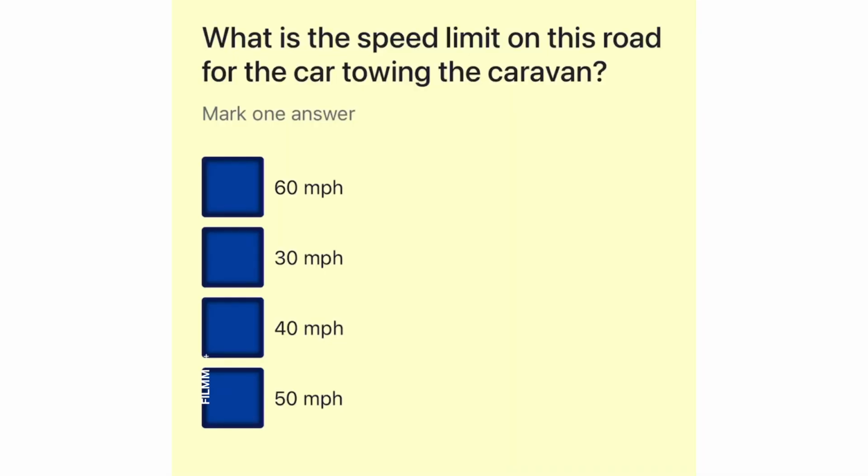What is the speed limit on this road for the car towing the caravan? 60 miles per hour, 30 miles per hour, 40 miles per hour, 50 miles per hour.